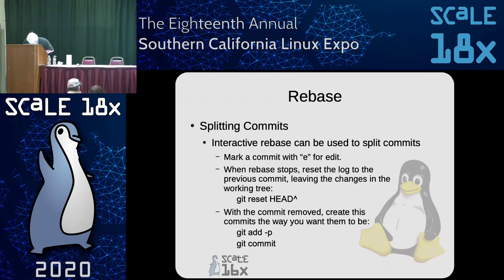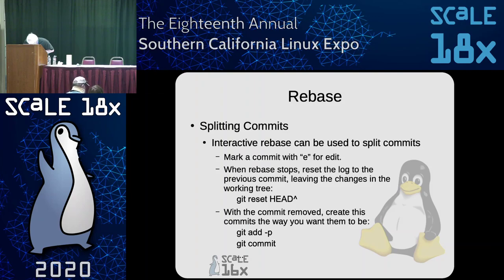Splitting commits. Interactive rebase can be used to split a commit. So let's say you accidentally made one of those kitchen sink commits and you want to split it into more discrete components. Simply mark that line as E for edit, and the rebase will stop at that point.